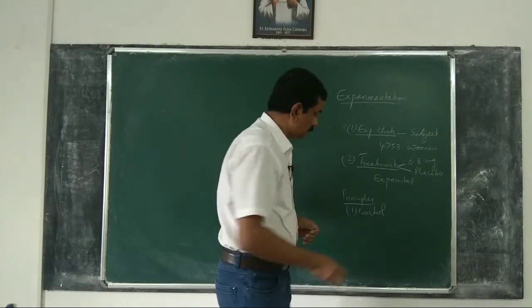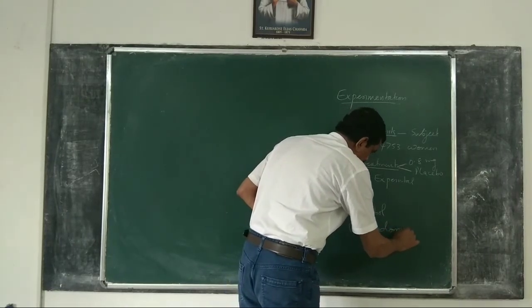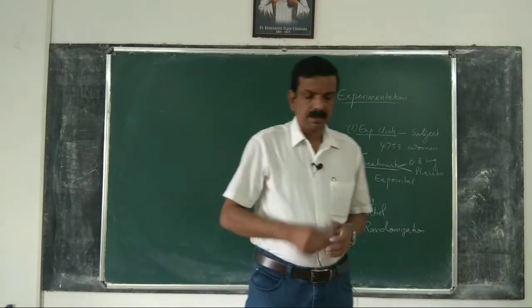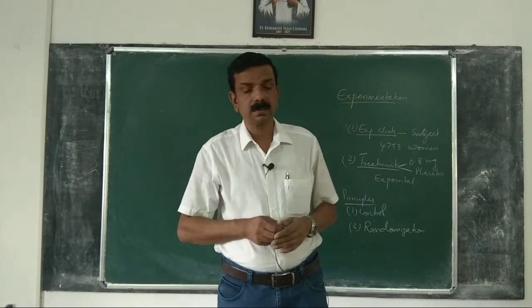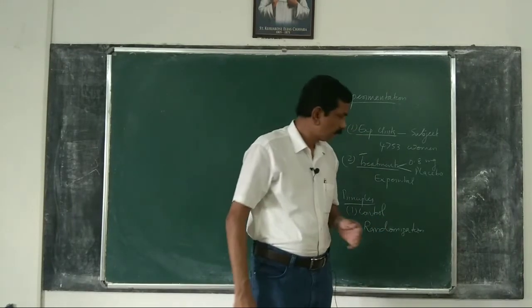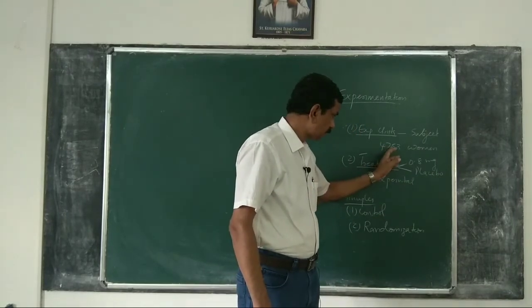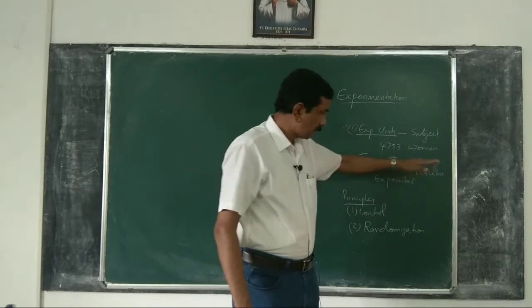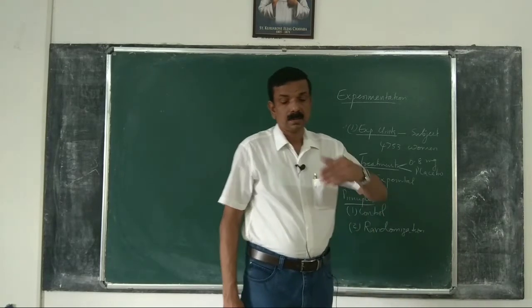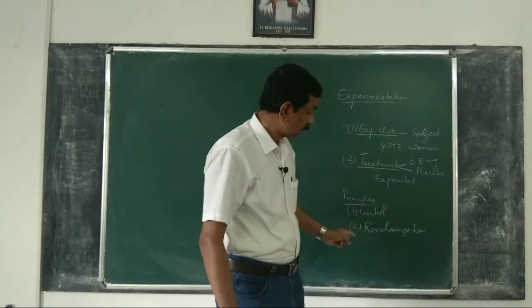Second is randomization. Randomization means experimental units, subjects, should be randomly assigned to each group. Here, two groups are there, and these 4,753 women should be assigned to both groups randomly to avoid what is known as selection bias. So randomization is required.